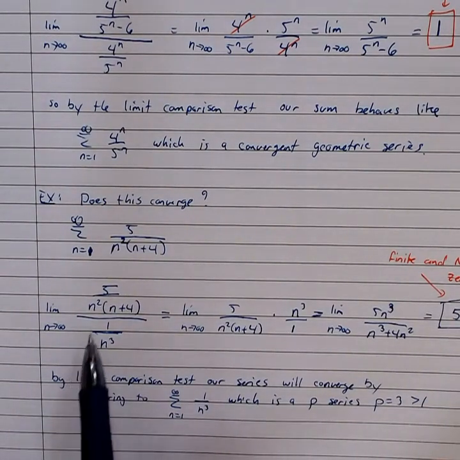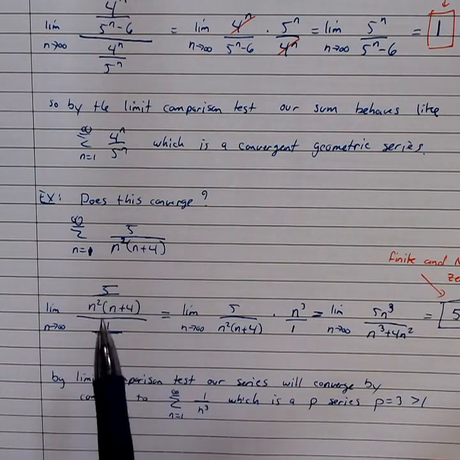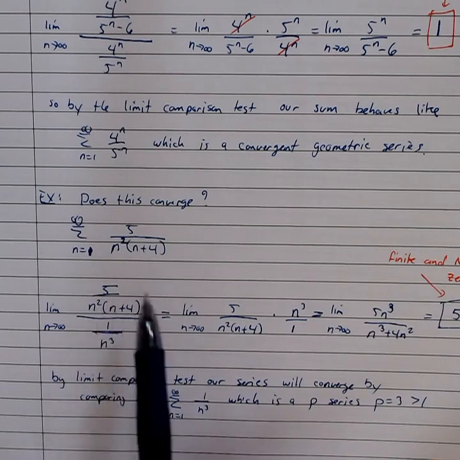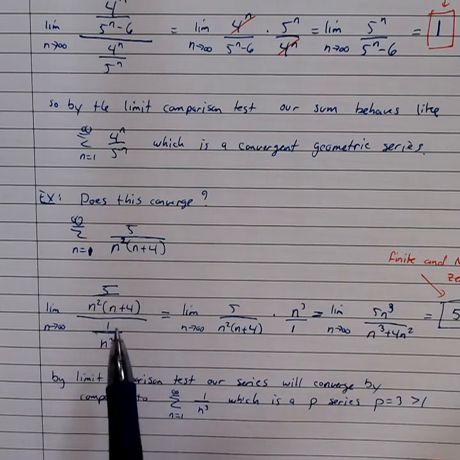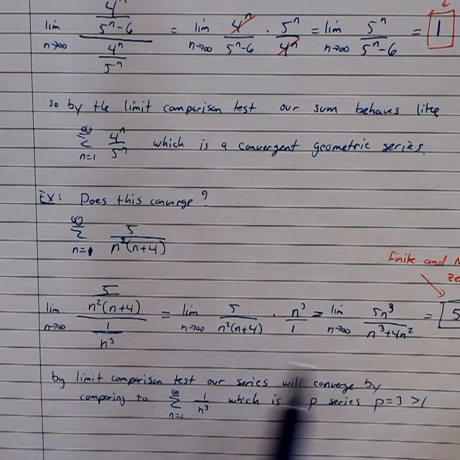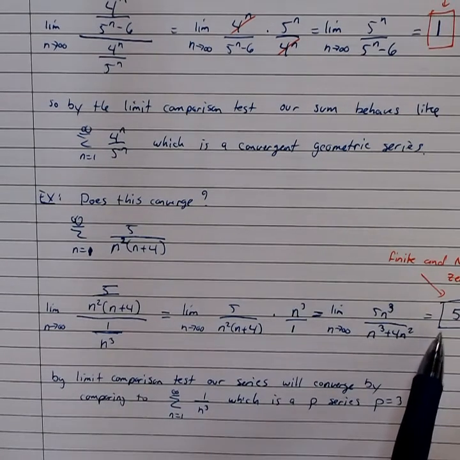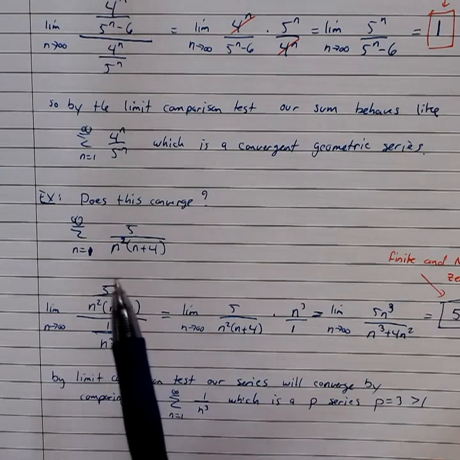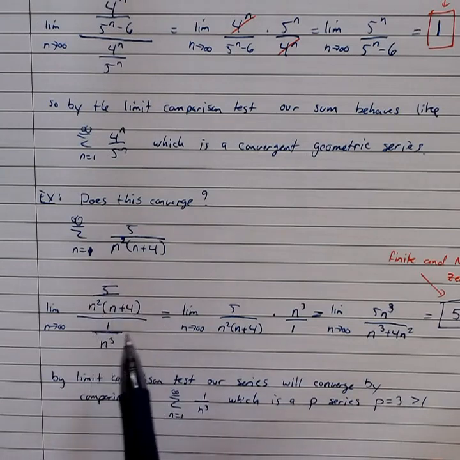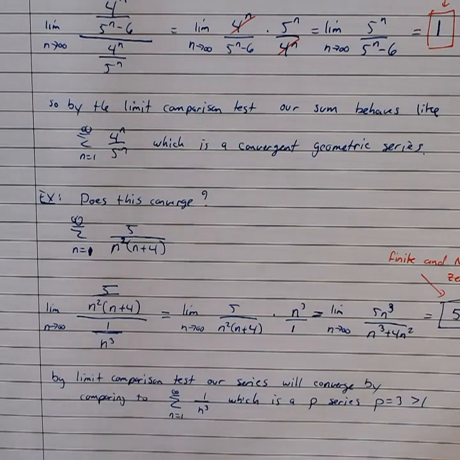So we didn't know anything about our series, but we knew that if we took the nth term of our series and divided it by the nth term of this p-series, our limit would be finite and not 0. That means that our series will behave like this p-series down here. And since this p-series converges, that must mean that our series converges as well.